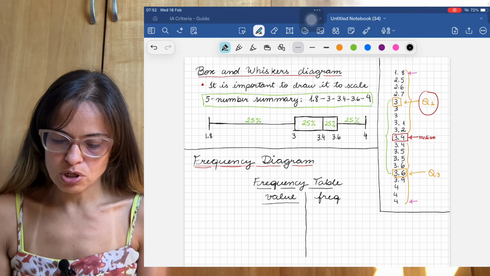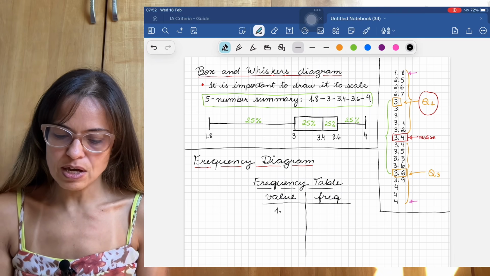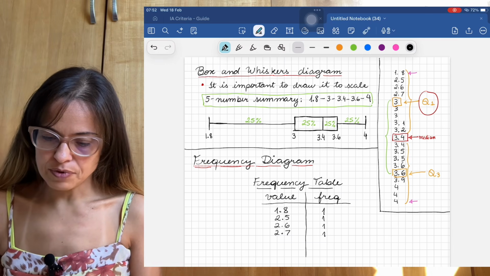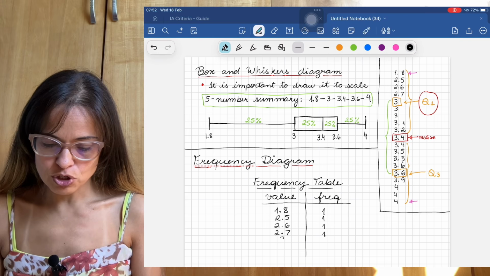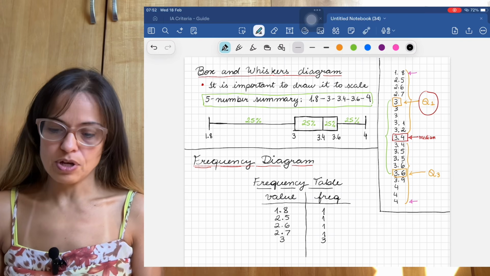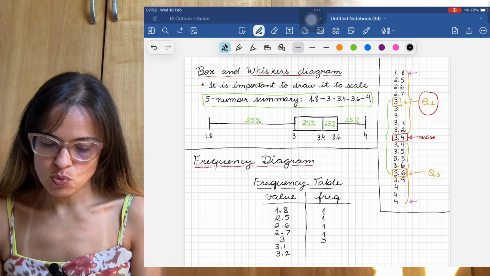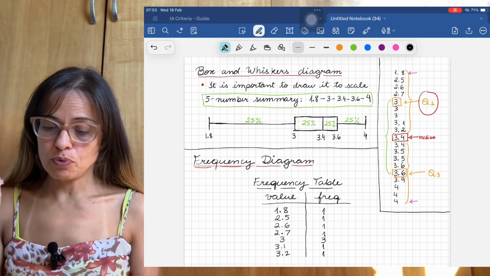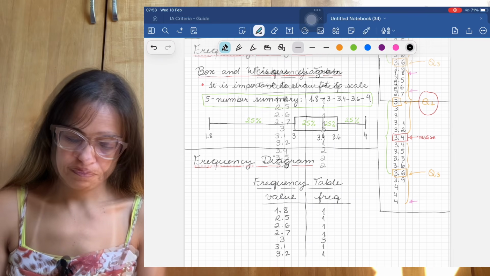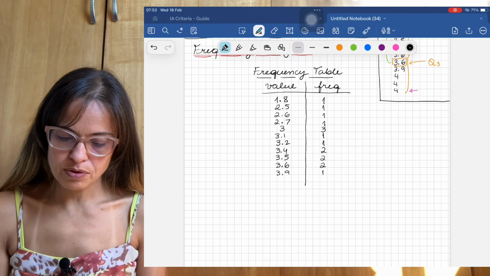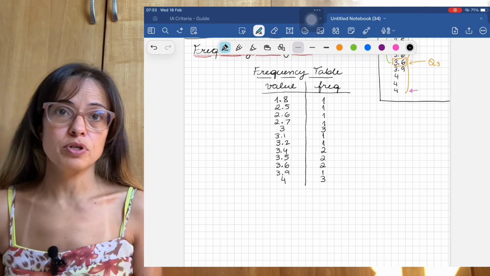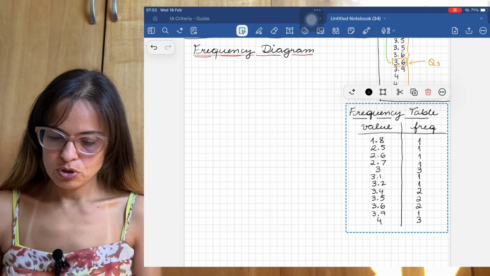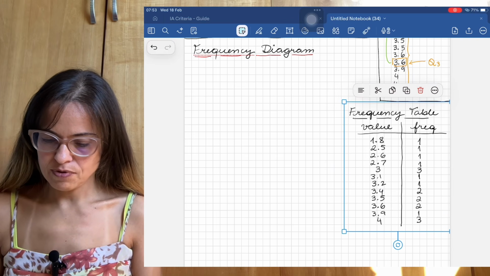We are going to start with 1.8, which is the first value, and there's only one of him. The same goes for 2.5, 6, 7. But then when we get to the next value, which is 3, suddenly we have 3 of them. And then only one 3.1, one 3.2, but then we're going to have 2 of each for 3.4, 5, and 6. Finally, one of 3.9, and for the number 4, we have 3 copies of that as well. We're going to need that frequency table in order to make our frequency diagram, so let's leave it on the side here.